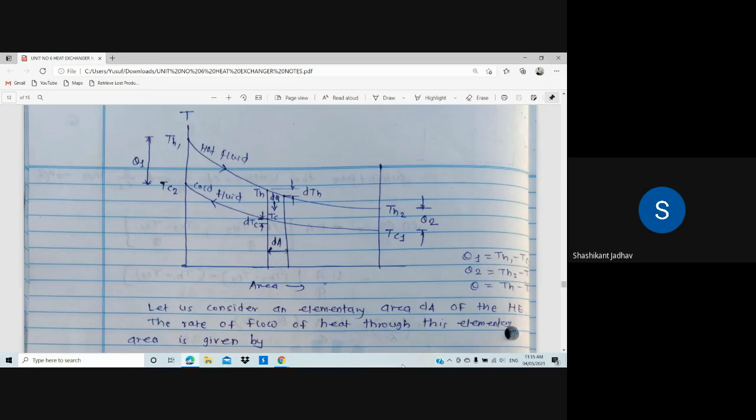The hot fluid temperature is going to decrease, so therefore we have taken the negative sign. So dQ is equal to minus m dot h into cph into dTh. This is our standard equation for how we calculate heat, m Cp delta T. So in that form we have written the equation as dQ is equal to, but the hot fluid temperature reduces, so therefore we have taken the negative sign. So write down dQ is equal to minus m dot h into cph into dTh.